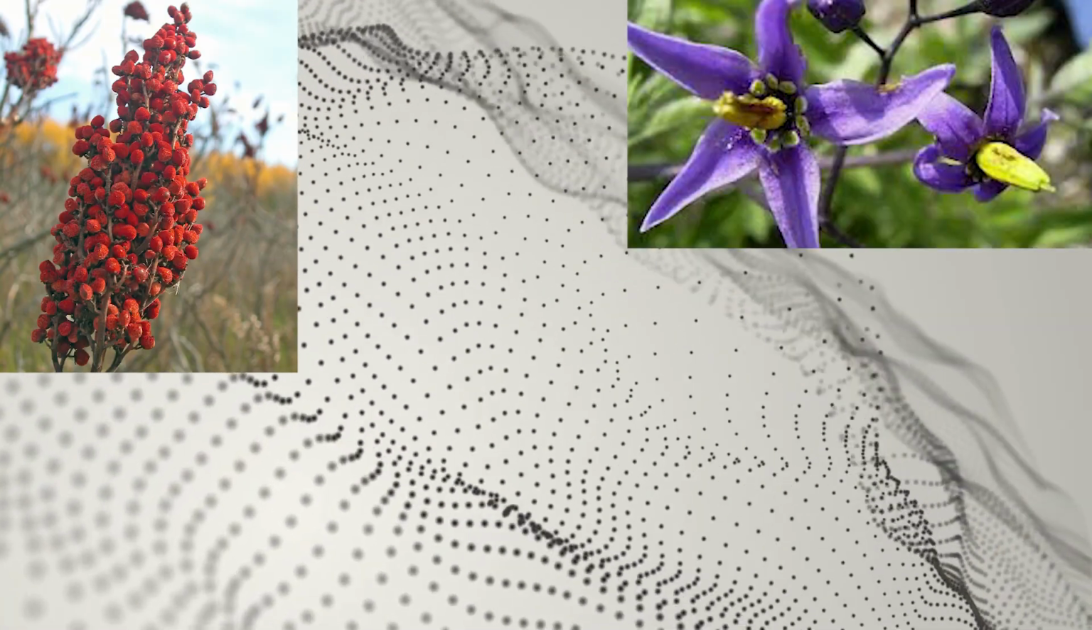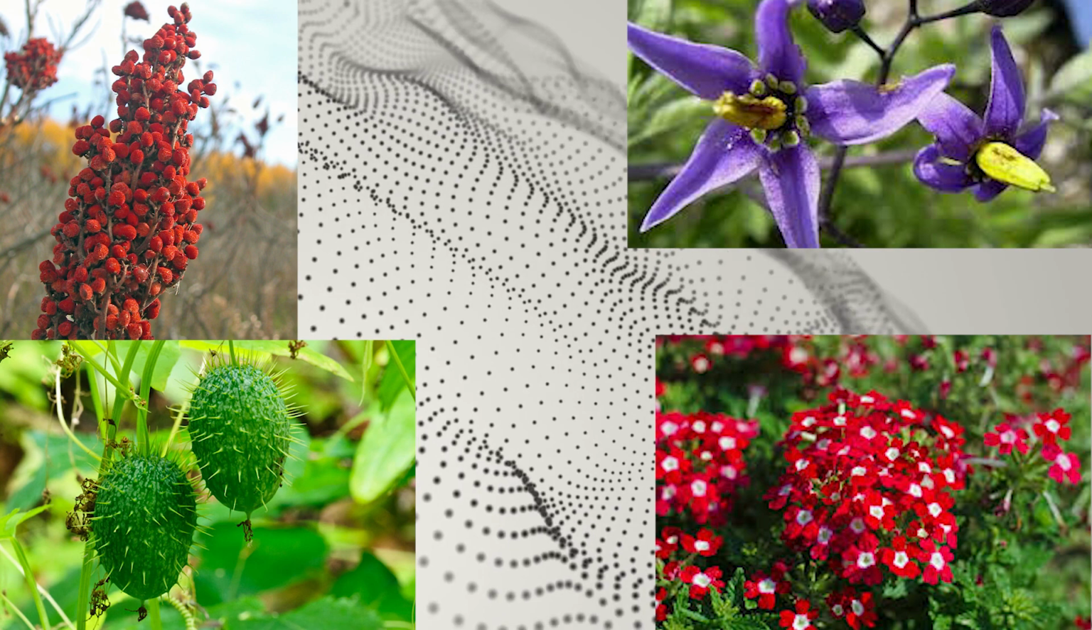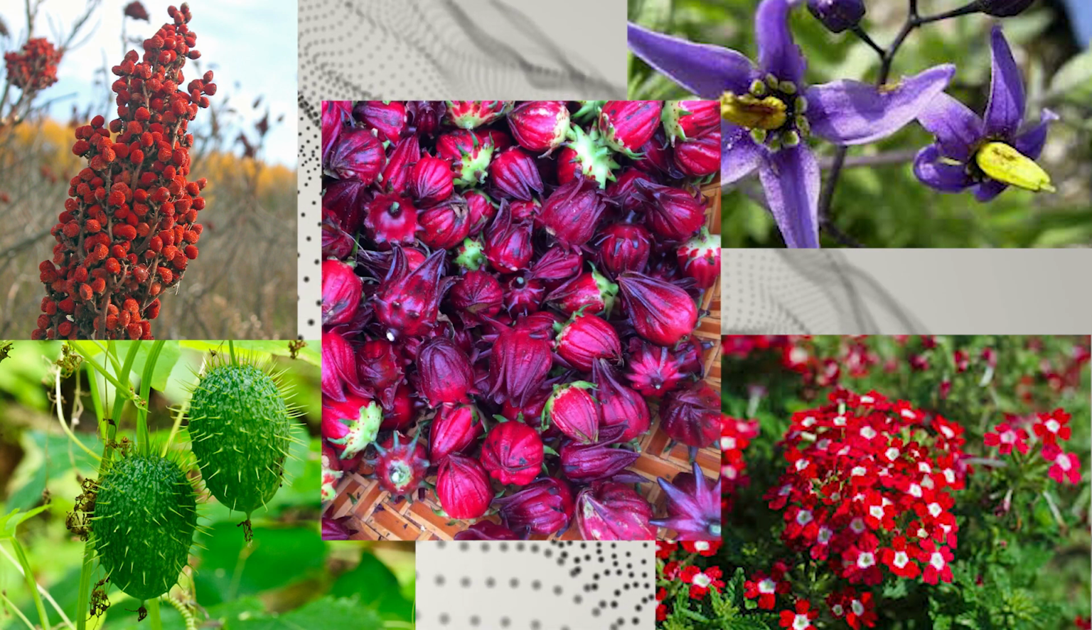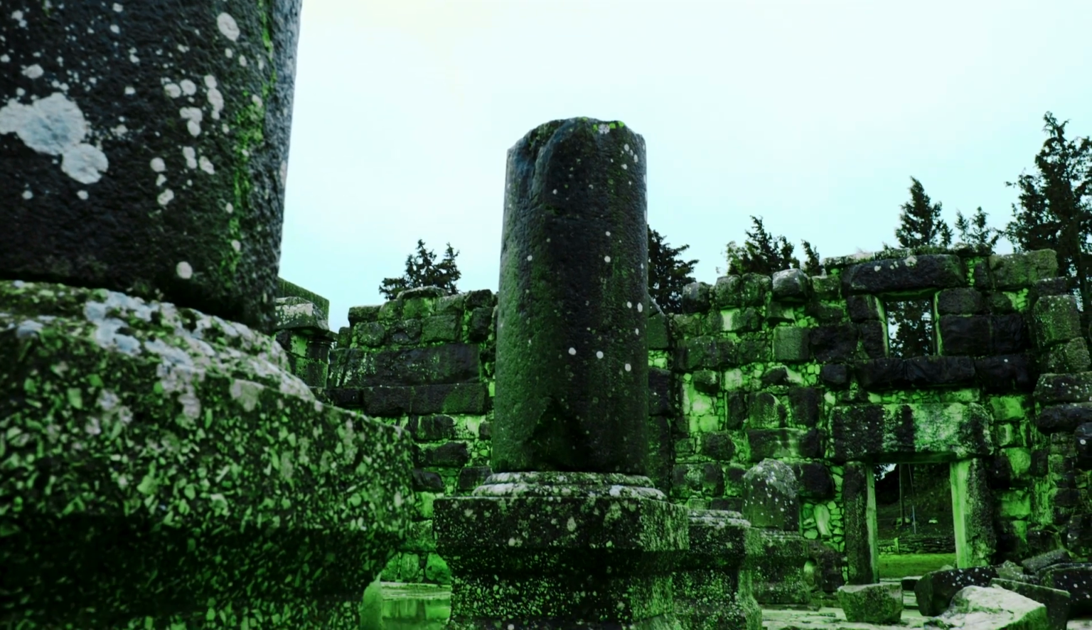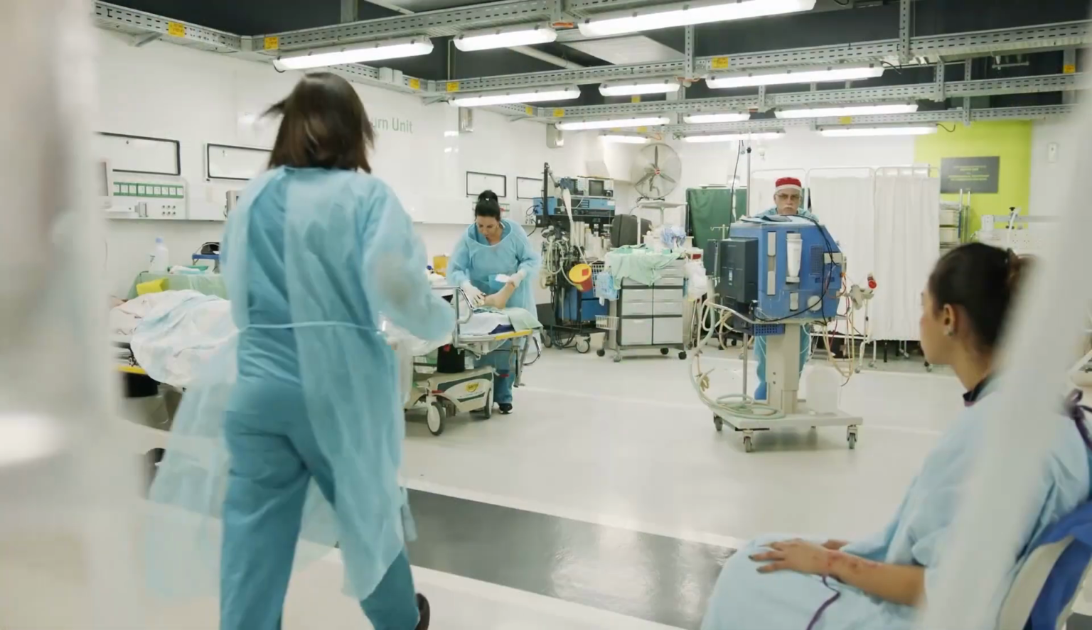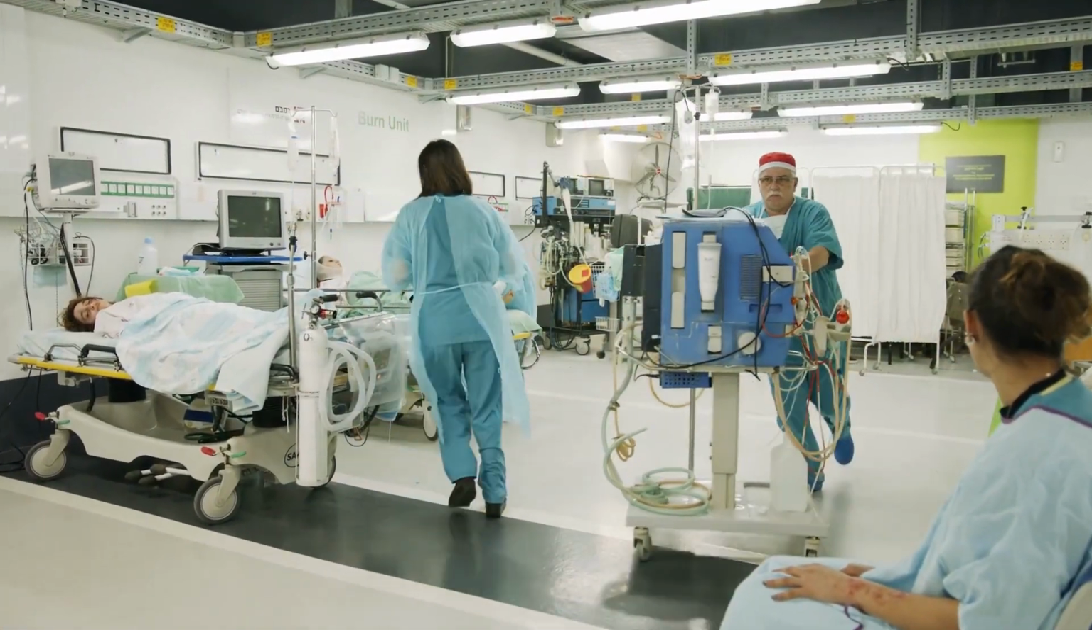For example, plants such as sumac plants, nightshade, verbena, wild cucumbers, and sorrel are all used to treat heart disease. Think about what a decrease in plant and animal diversity would do to the medical field as we continue to search for new cures to some of the most devastating and deadly diseases known to the world.